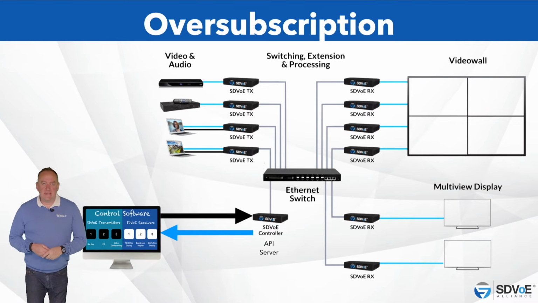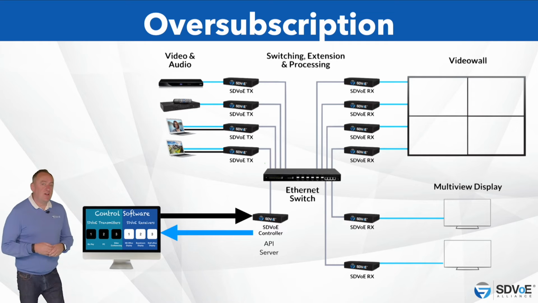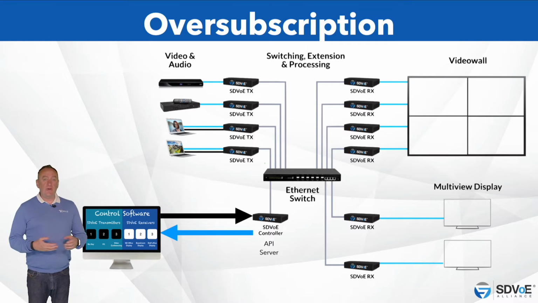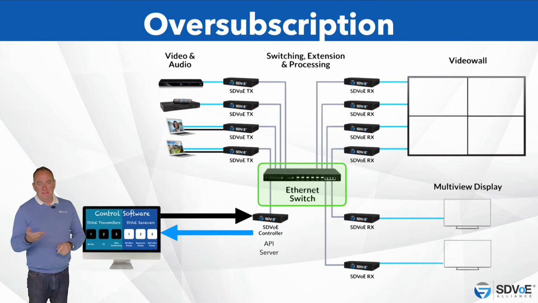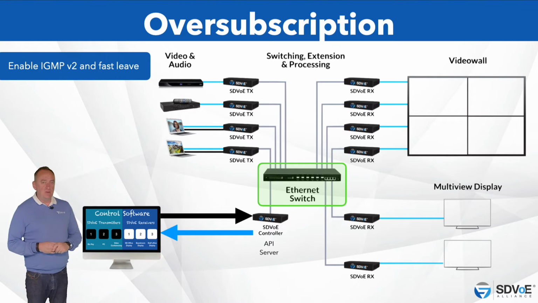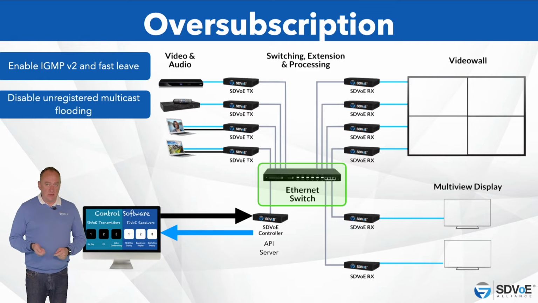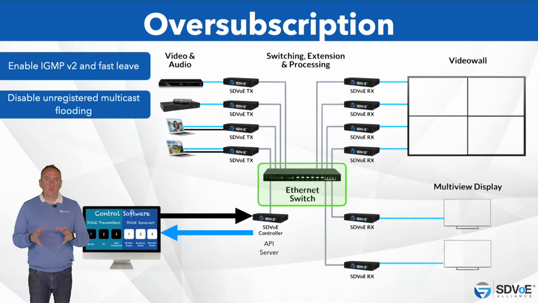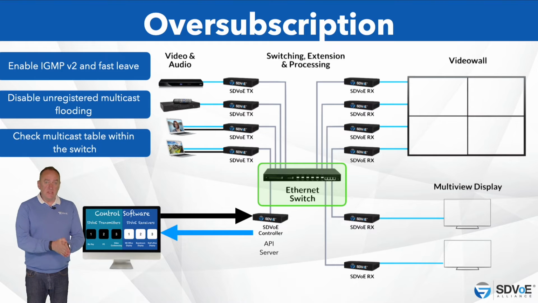Making sure everything is connected and the network is correctly configured is really important. As we learned in the Design Partner Certification course, we should carry out some basic housekeeping on the switch to prevent multicast flooding by enabling IGMP v2 and fast leave, as well as disabling unregistered multicast packets. It's also worth checking the multicast table within the switch to see if multiple streams are hitting a single port when only one stream is expected, because this is a classic sign of oversubscription.